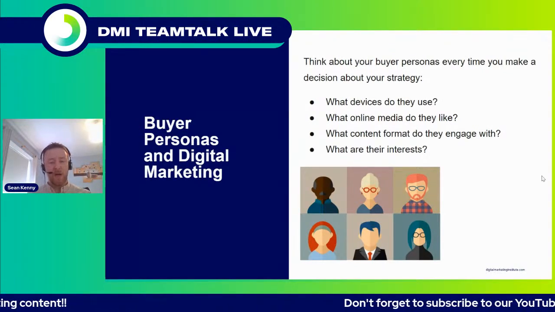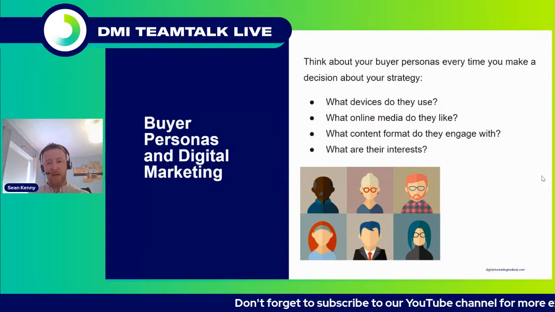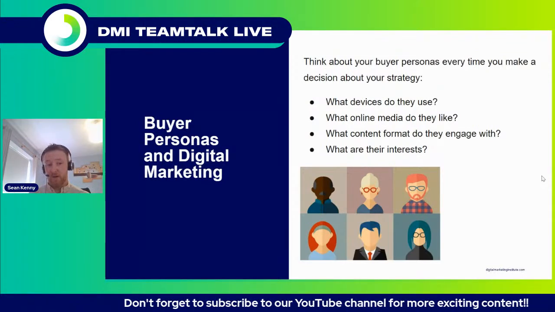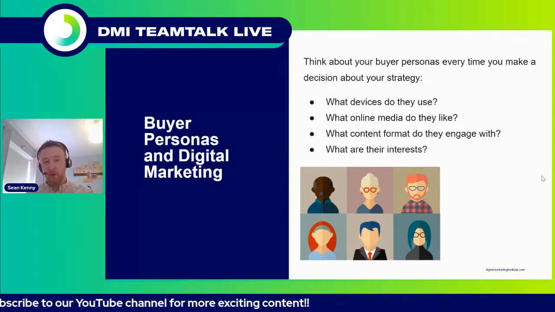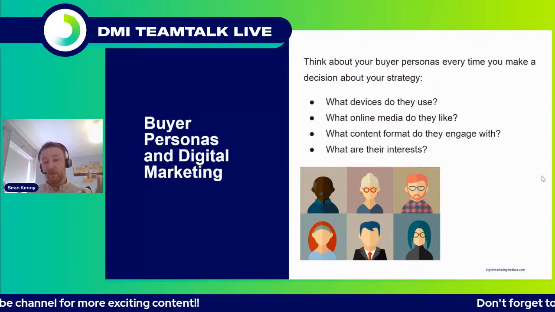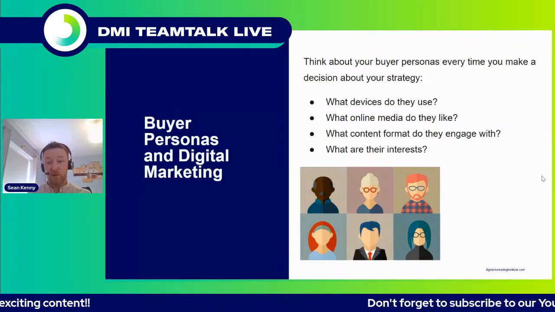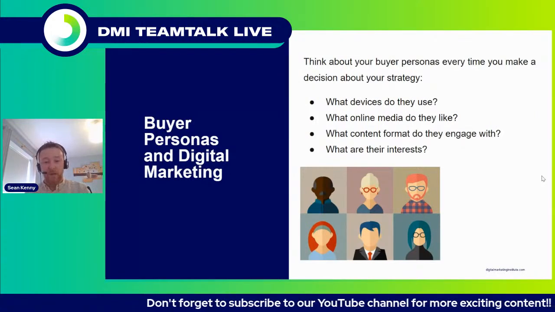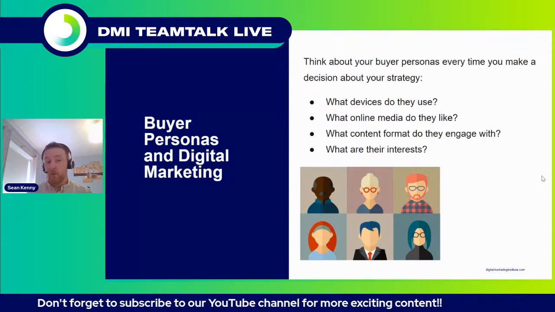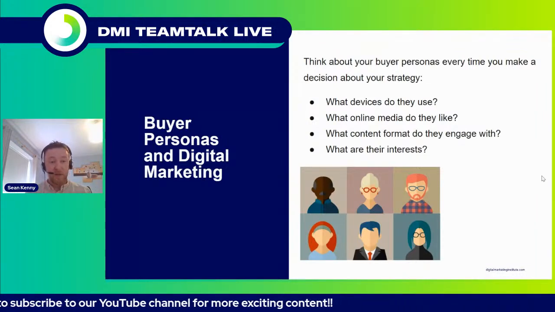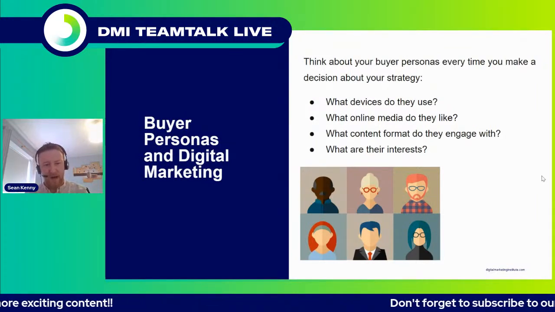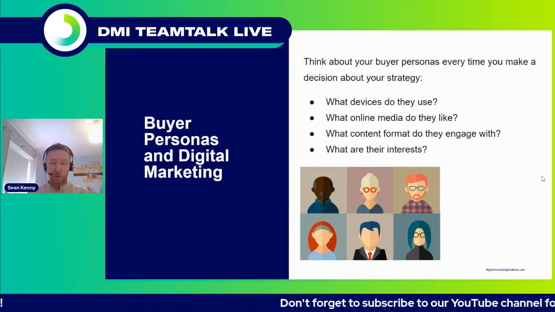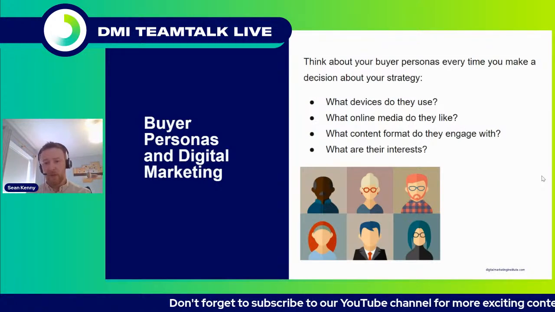Now, here on this slide, we have a few of the broader questions, and these are good places to start when you're researching information. If you think of the customer journey, you would like to know what devices your buyer personas use. What online media do they like? Do they mainly engage with content formats such as video, or do they prefer listening to podcasts? Do they prefer blogs? What are their overall interests? Are they sports fans? Are they food lovers, and so on? That will even help you build out content.